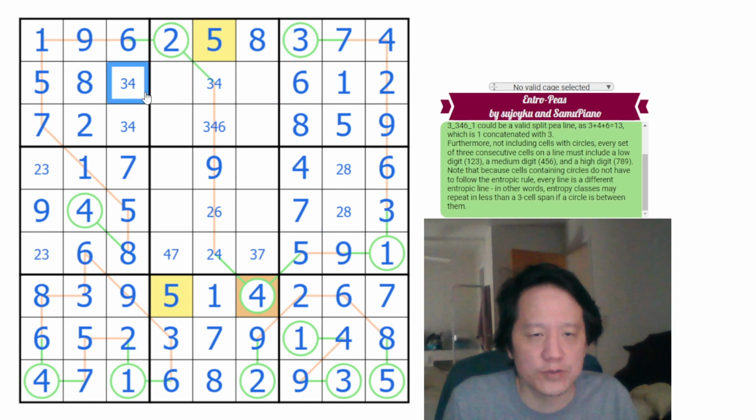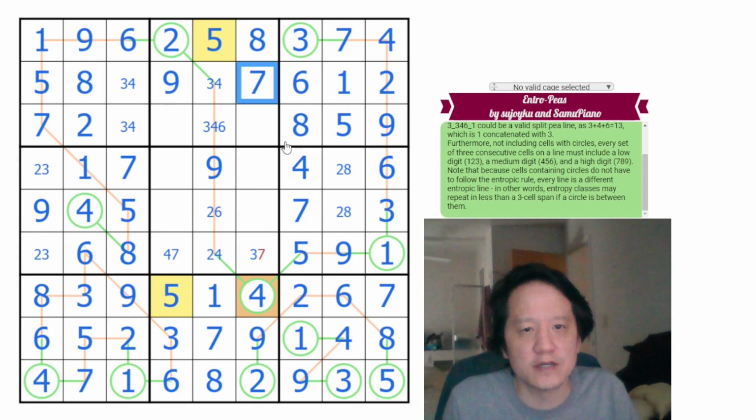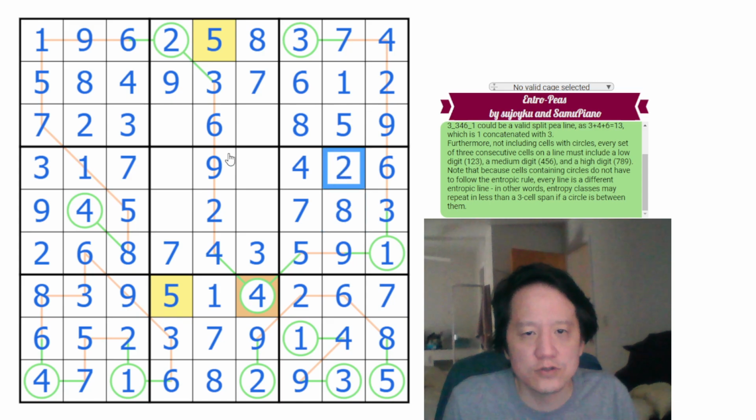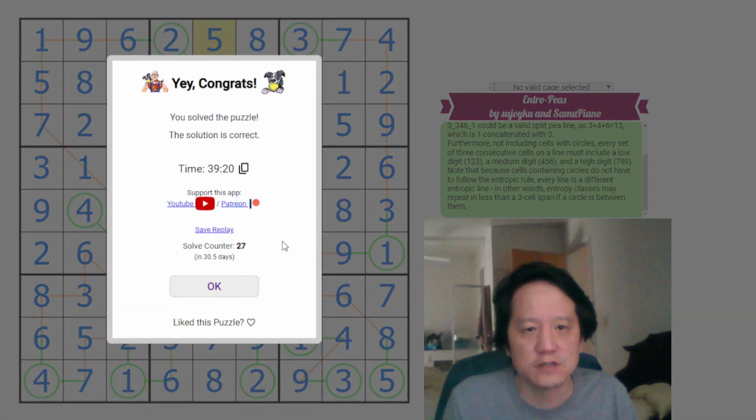This is 3, 4, 3, 4. So we have 7 and 9. So this is 9, 7. 1 has to be 1. Okay, so this is 3 now, which makes that 2, which makes that 3. So this is 4. This is 2, which makes that 3 and 6. 4, 3, 7, 8, 2. We have 1 and 8. No, 1 and 4. So this is 1. This is 4. We have 5 and 8. So this is 5 and 8. And we have 1 and 6. And that's the solution.